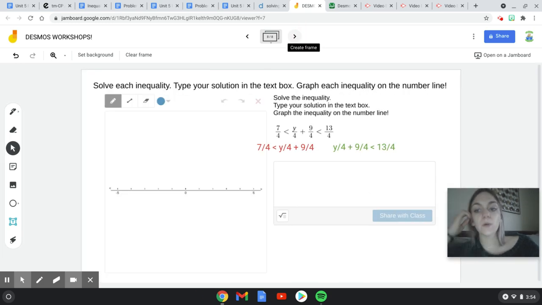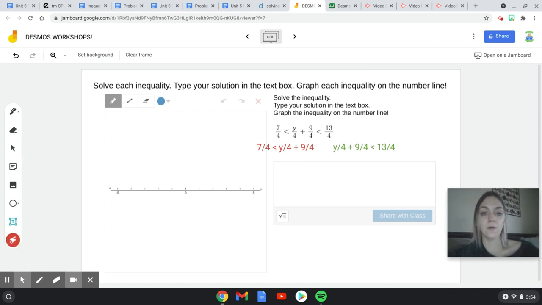Now, as we're working through this, make sure that you're not just watching me solve this until the very end, but you are pausing the video, you're taking notes, you're making sure that your notes, your screen, looks exactly like mine. So I've got an inequality, and I know that I need to find the solution, and then I'm going to have to graph the inequality on the number line.